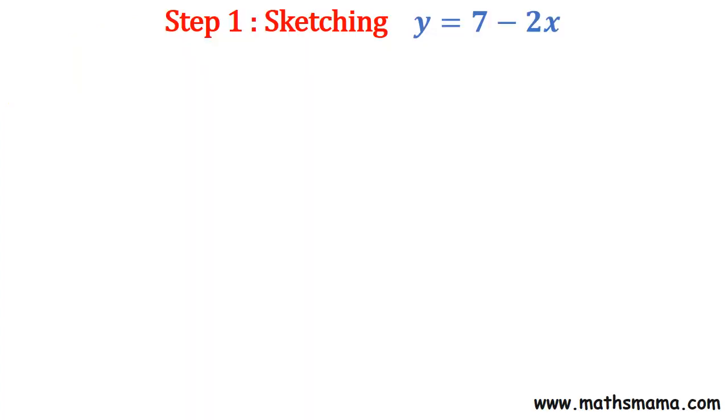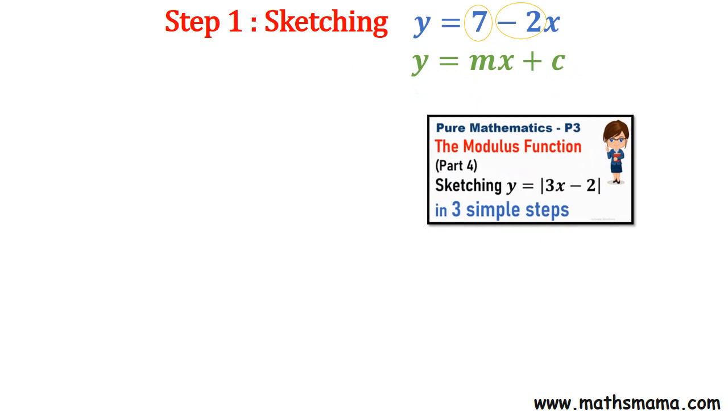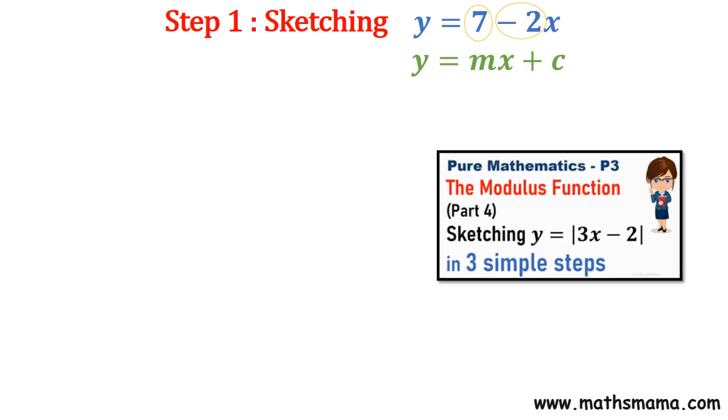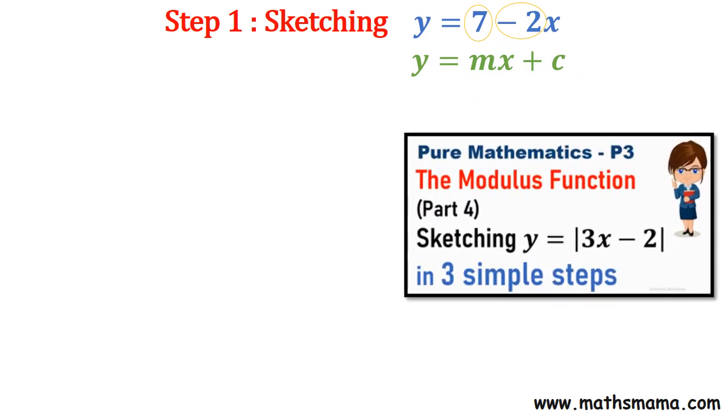Alright, we'll begin with step 1, sketching y equals 7 minus 2x. This is in the form y equals mx plus c, the equation of a straight line with a negative gradient and a positive intercept. I hope you remember we did the same type of question with a positive gradient and a negative intercept in the previous video.